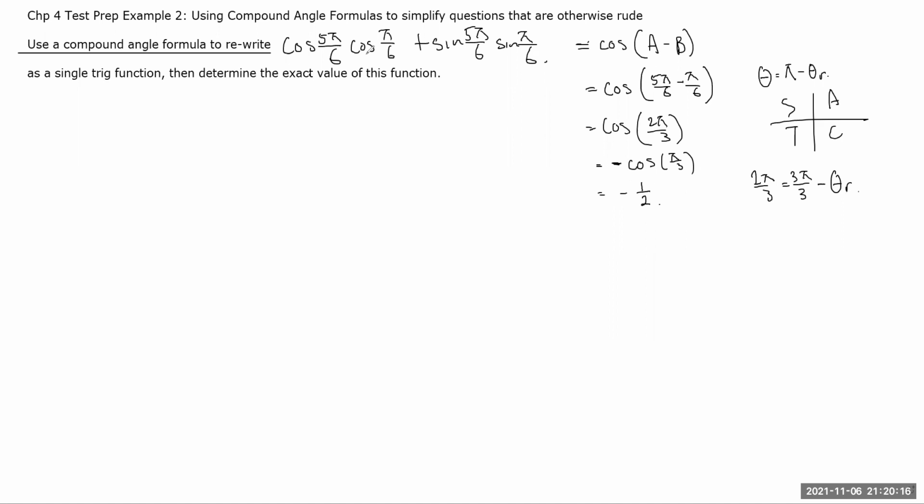So this is an example question for using a compound angle formula to simplify very complex looking expressions. Hope that helps. Study hard and see you in the next video.